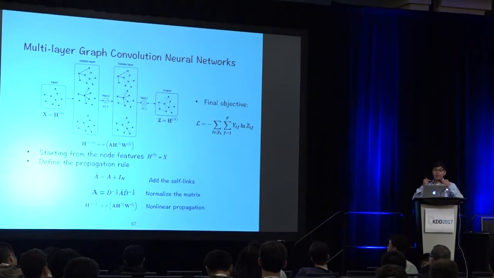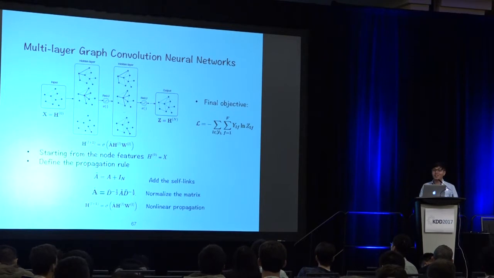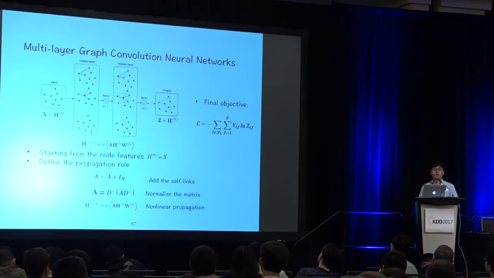Because when you update the node embeddings, you don't wish the new node embeddings to be too different from your old node embeddings, right? For example, in the first layer, your node embedding should be related to the node features, right? So that's why we add the self-link.